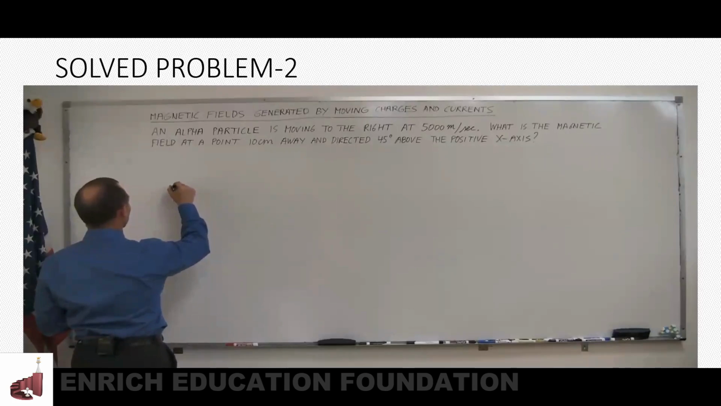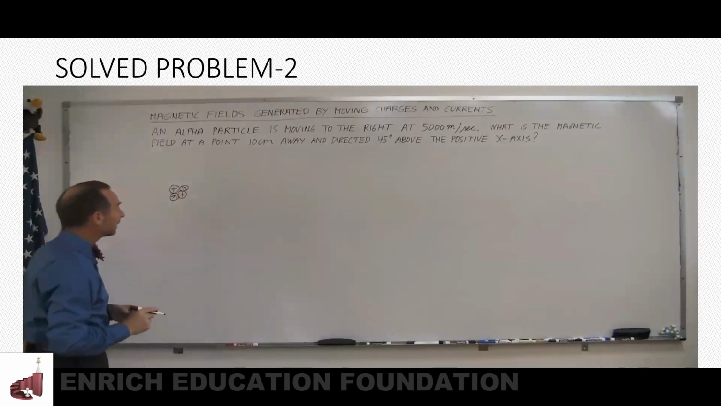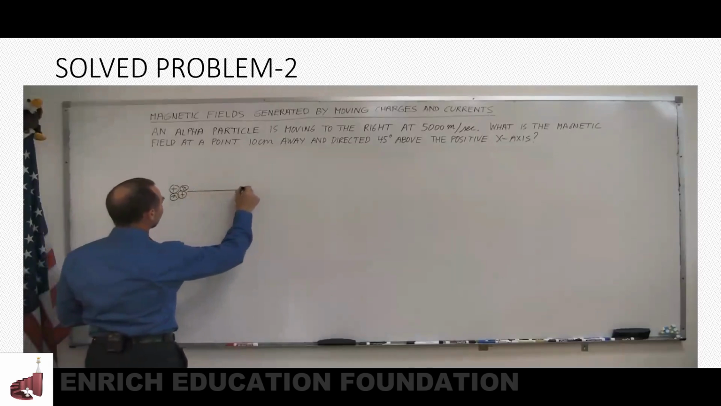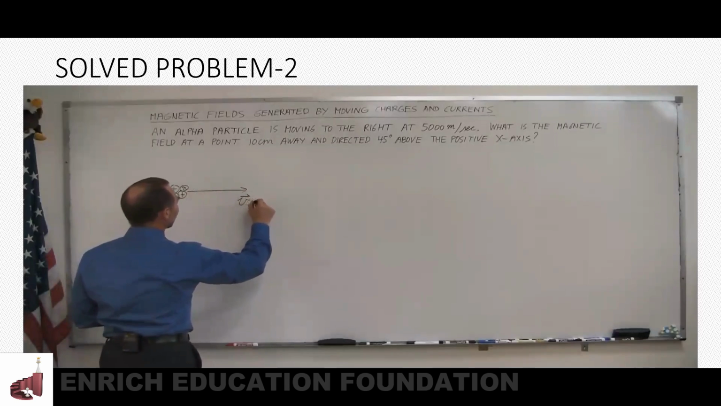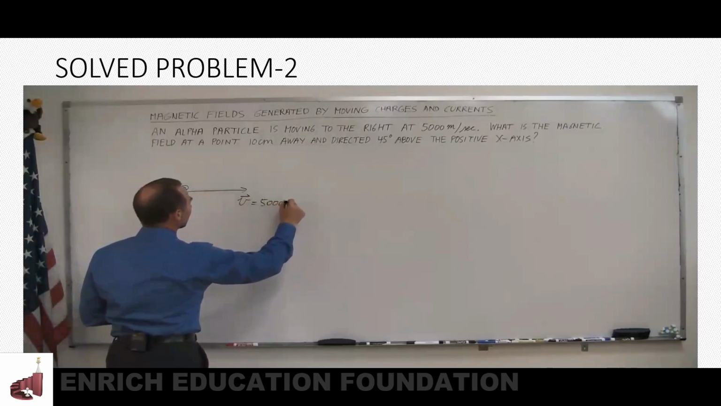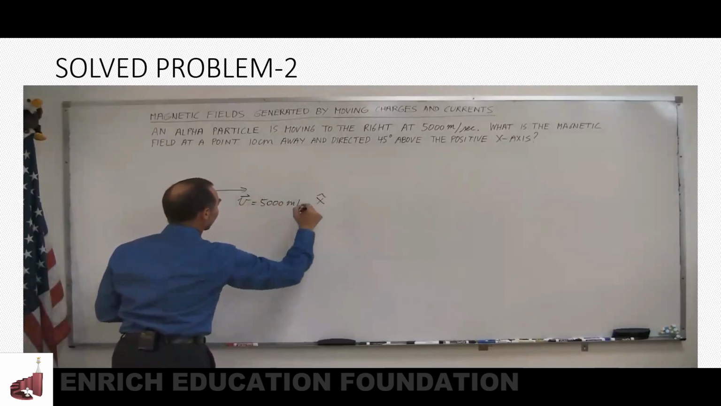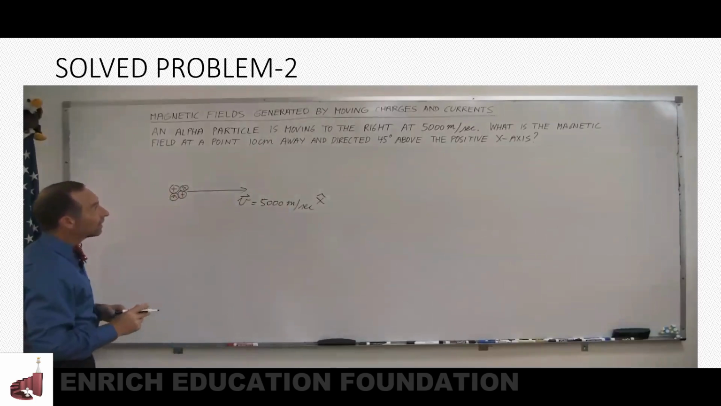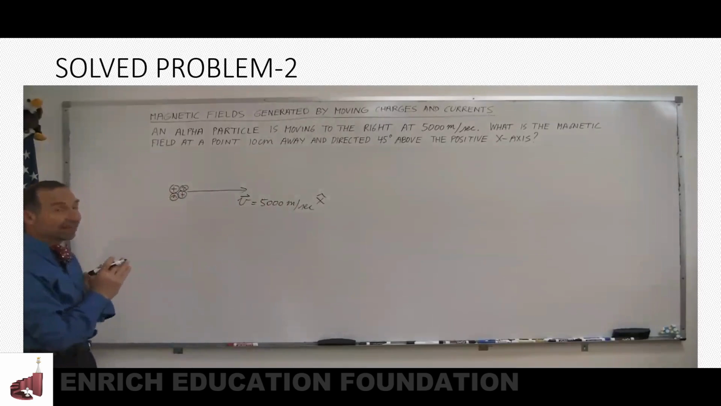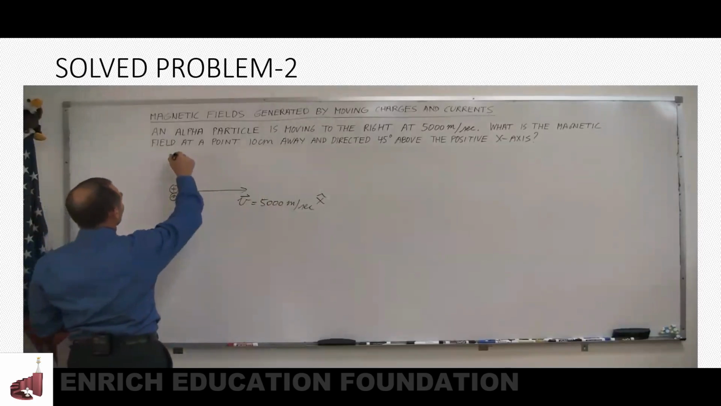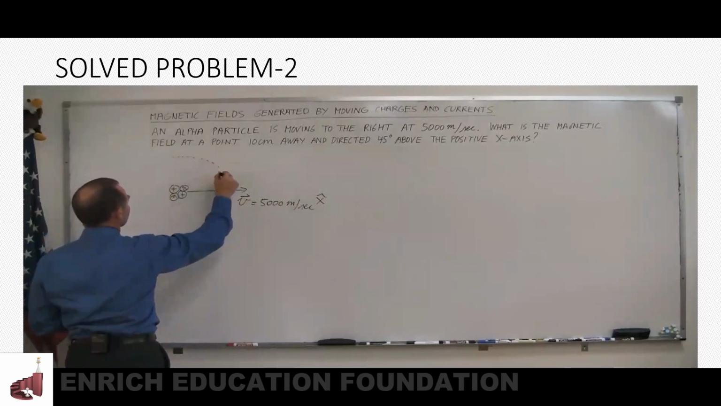So first of all, an alpha particle is something that has 2 protons and 2 neutrons. It's essentially the nucleus of a helium atom. It's moving to the right at a velocity v equal to 5,000 meters per second. And that's in the x direction because that's a vector quantity. And let's see now, we're supposed to find a magnetic field 10 centimeters away. So let's draw a little circle around the moving particle.